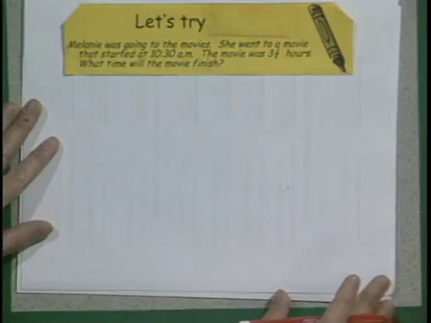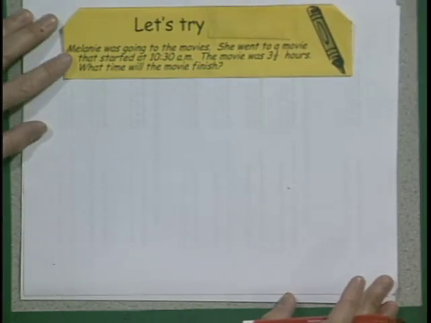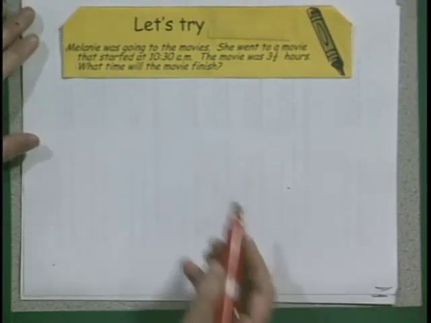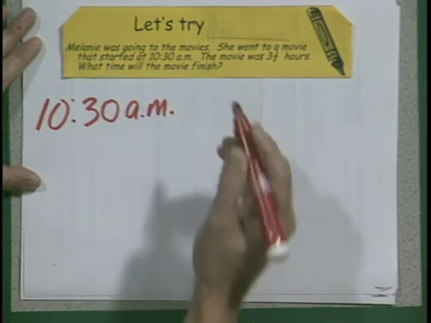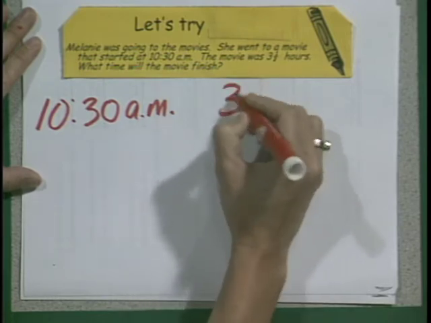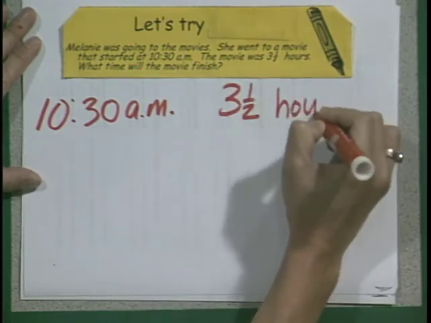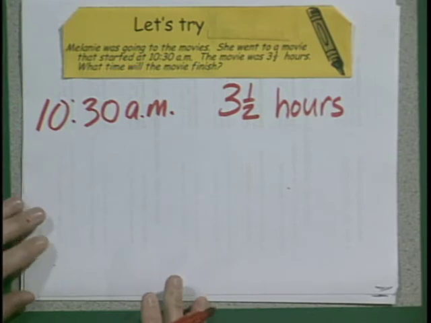This problem is about my friend named Melanie. Melanie was going to the movies. She went to a movie that started at 10:30 a.m. So I'm going to go ahead and write down the start time, 10:30 a.m. The movie was 3.5 hours, and we want to find out what time the movie finished.